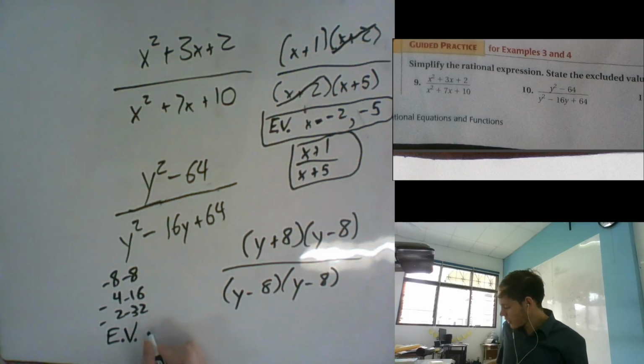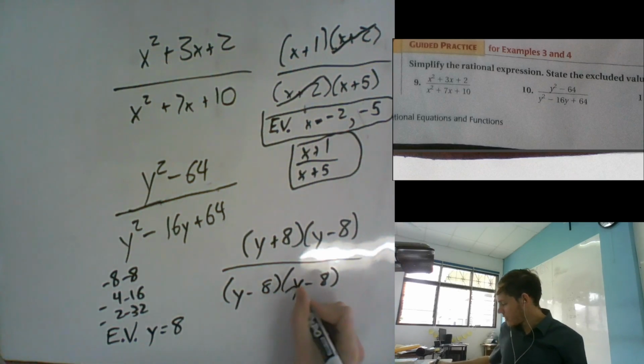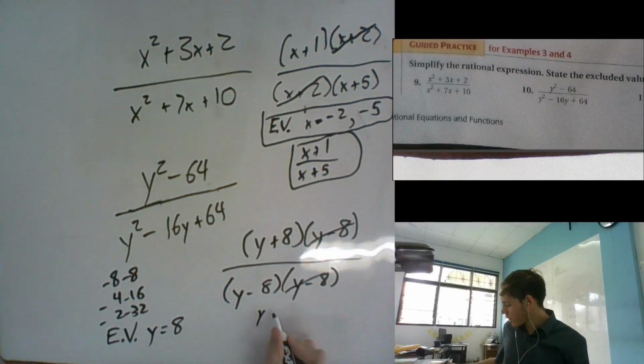The excluded value is y equals 8 because they're both the same. And so you cancel 1 and 1. So what you get is y plus 8 over y minus 8. And that is your answer right here.